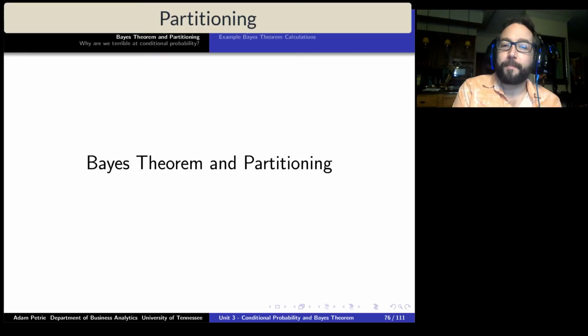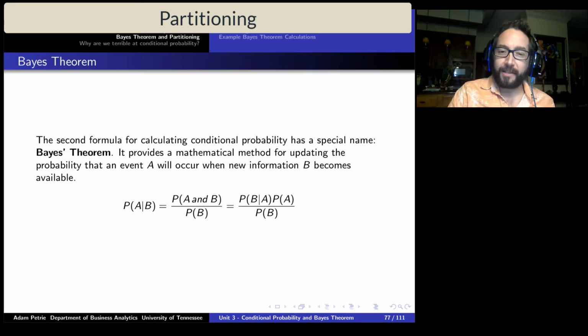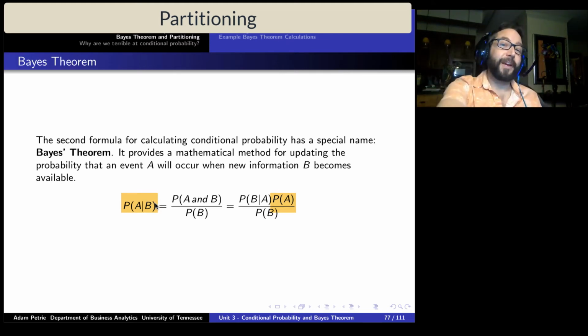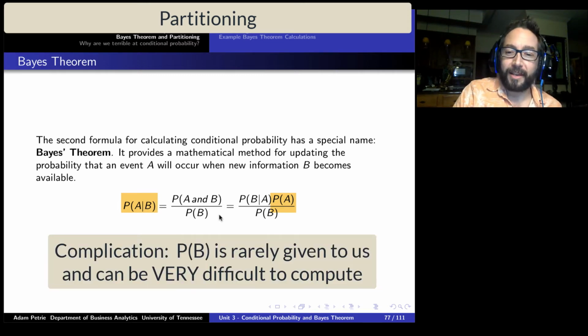I want to revisit Bayes' theorem and talk about a pretty major complication to using it in practice. So when we wrote out Bayes' theorem, we said, okay, here's a mathematical way to go from the prior probability of some event occurring to the posterior probability of that event occurring, given some new information, given that we know that event B has occurred. Now, the major problem with Bayes' theorem is that we have to divide by the probability of B, the probability of the event on which we're conditioning. And a lot of times, that's going to be a head scratcher.